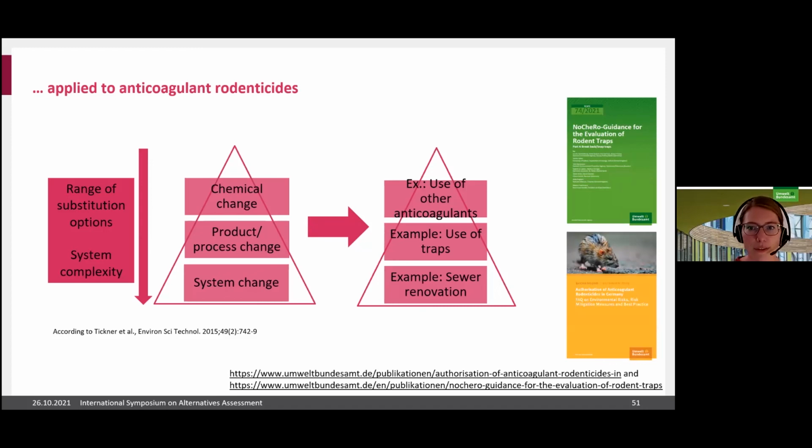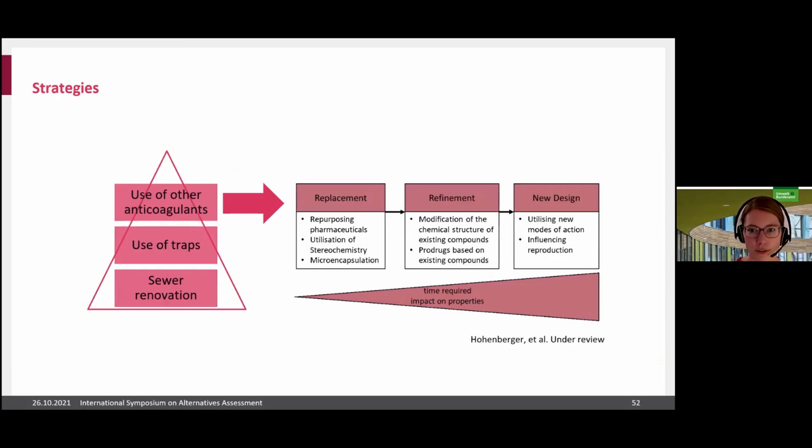At the German Environment Agency, we deal with all these levels of substitution. Here you can find some publications on product changes. For example, we developed efficacy and humaneness testing criteria for rodent traps, or try to change the system to prevent infestations before they occur. But today I will talk about the use of other chemicals, because in some cases chemicals are needed to control rodents.